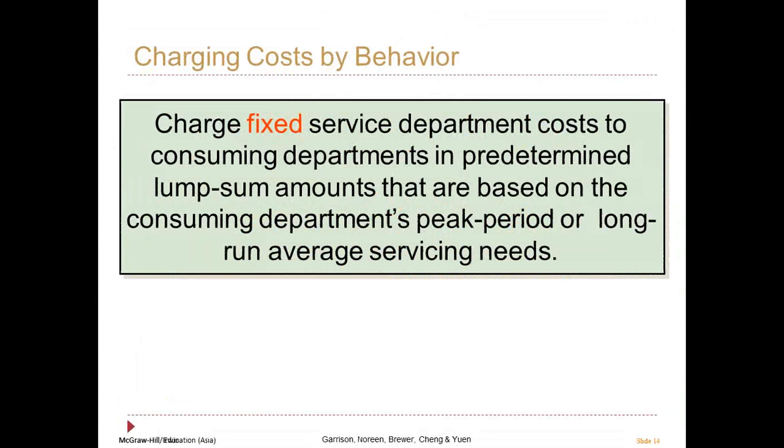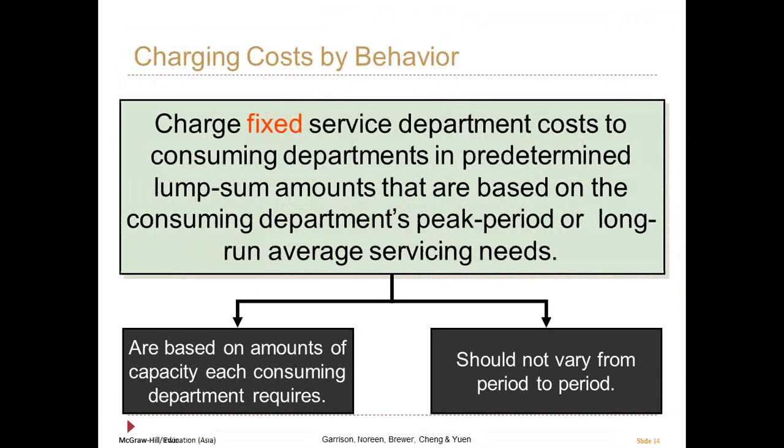Fixed costs should be charged to consuming departments in a predetermined lump sum amount that are based on the consuming department's peak period or long-run average servicing needs. So fixed cost allocations are based on the amount of capacity each consuming department requires and should not vary from period to period.